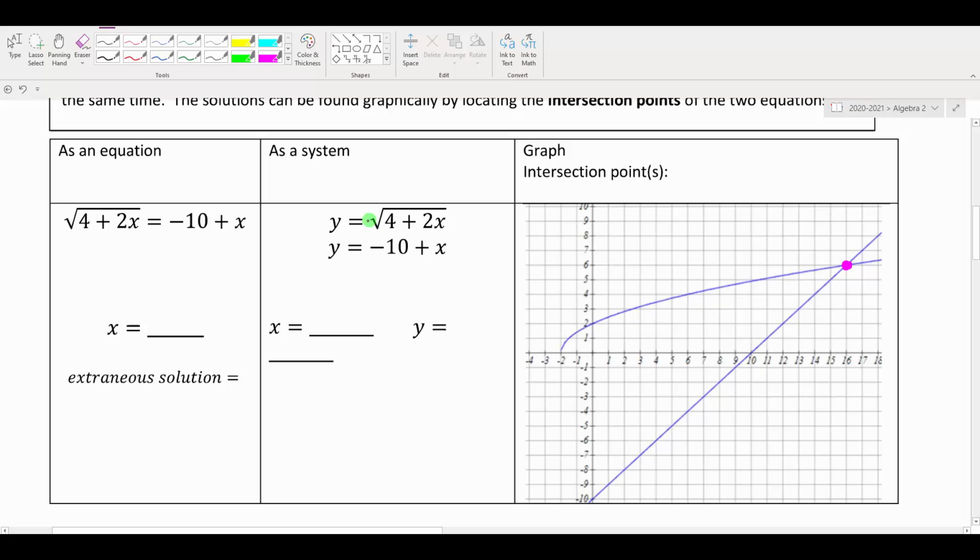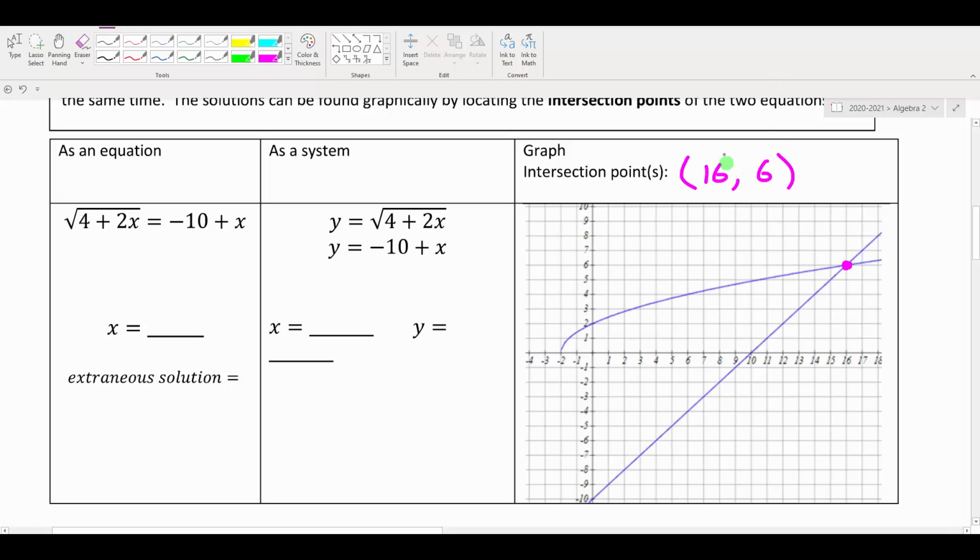Same thing with a system. If we want to solve a system, we just graph the first function and graph the second function, which is literally no different than what we did for the equation. So the solution strategy is the same for both, and we're looking for the same thing. We're looking for that intersection point to find our solutions. I'm just going to note the intersection point here. I notice that it is at (16, 6).